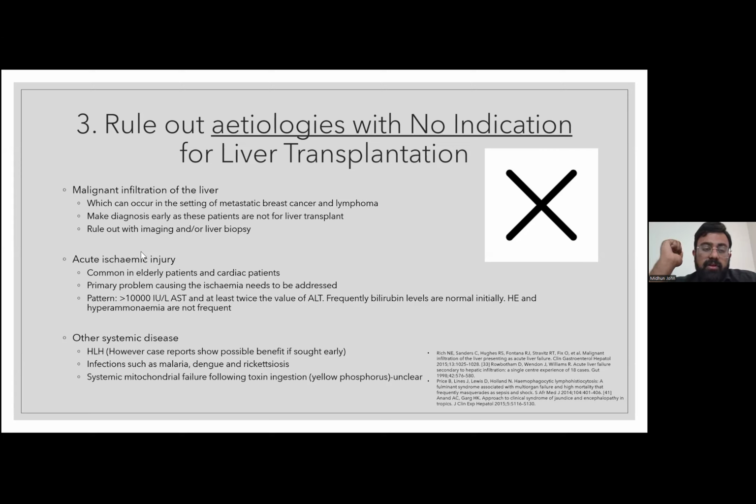But the three sections that were noted, number one, were patients with malignant infiltration of the liver. So this can occur in settings of breast cancer, lymphomas. It's important to make the diagnosis quite early, as these patients are not for liver transplantation. Rule out with imaging and or biopsy if needed.